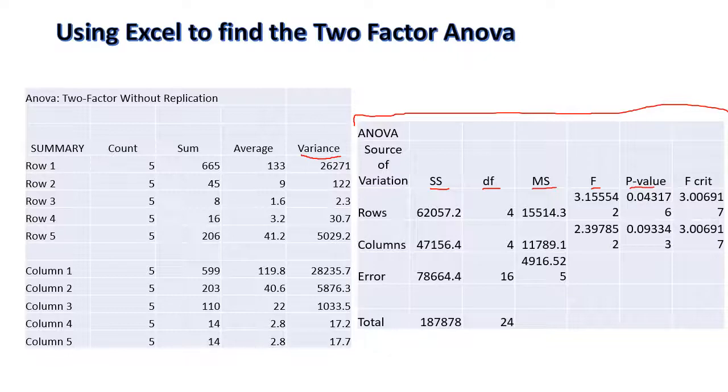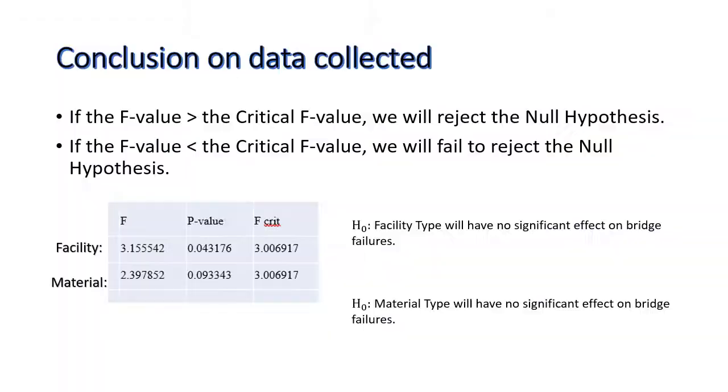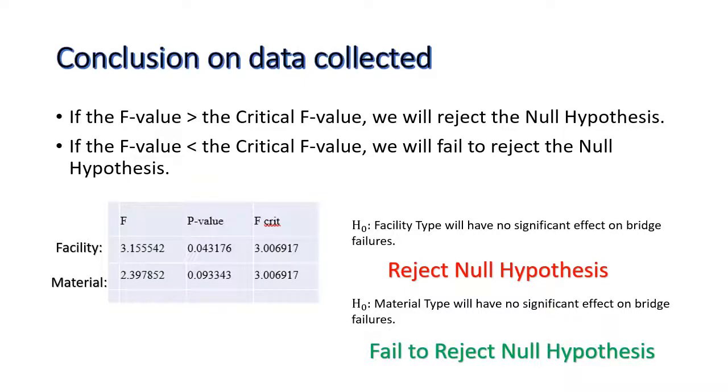We will now use this to analyze our test. We will analyze our data with our f and f-critical values. If the f-value is greater than the f-critical value, we will reject the null. If the f-value is less than the f-critical value, we will fail to reject the null. Facility type has an f-value greater than the f-critical value, so we will reject the null hypothesis. Material type has an f-value that is less than the f-critical value, so we will fail to reject the null hypothesis.